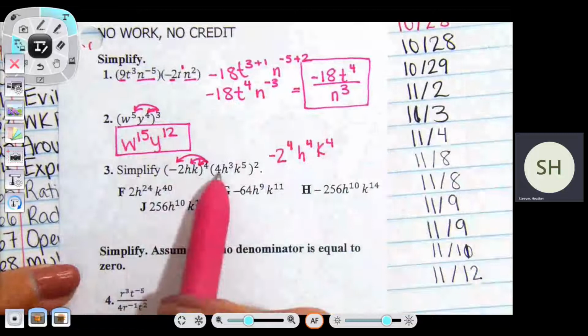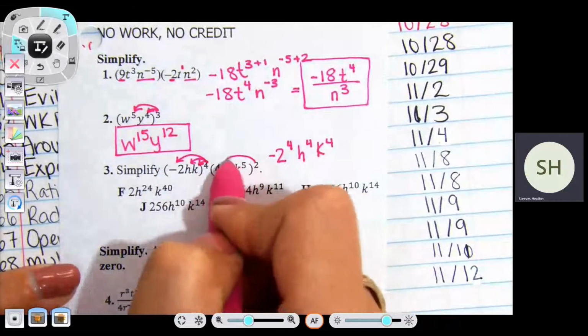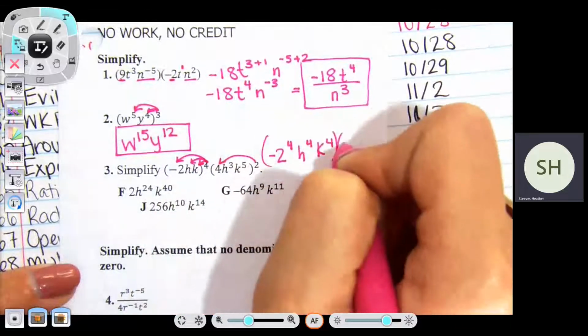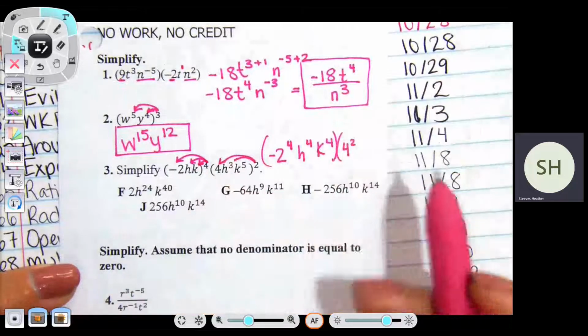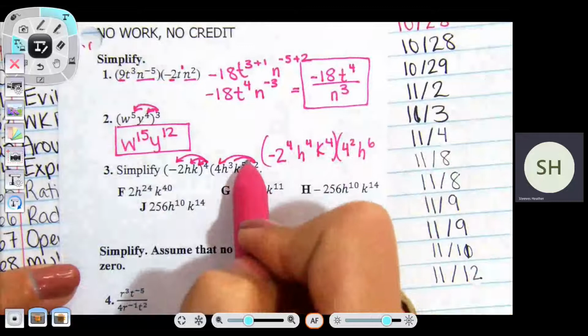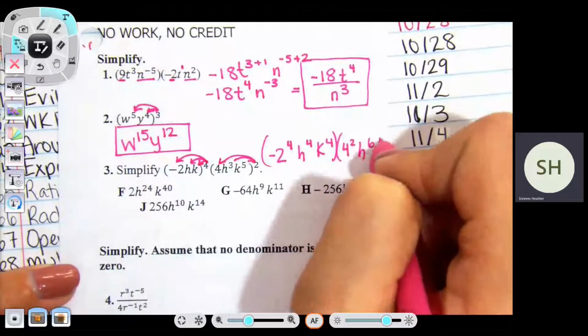I also have this in the back, which I have to distribute to this set of parentheses. So I have 4 squared. So this is being multiplied with 4 squared. H has a power of 3. It's getting a power of 2, so that makes h to the 6 because you're multiplying it. And then k, you're multiplying those values. 5 times 2 makes 10, so you have k to the 10th power.